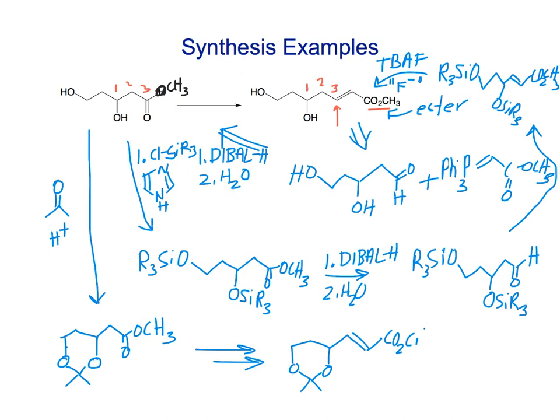and then we could get to after our Wittig. And then how would we deprotect? We just need to hydrolyze it. So we want to use water under acidic conditions. So then we just use water and acid, and we hydrolyze the acetal, and we get our product.